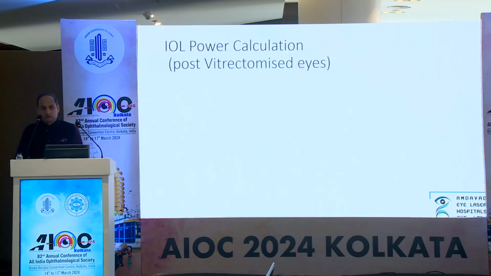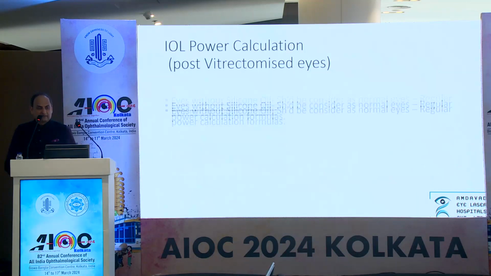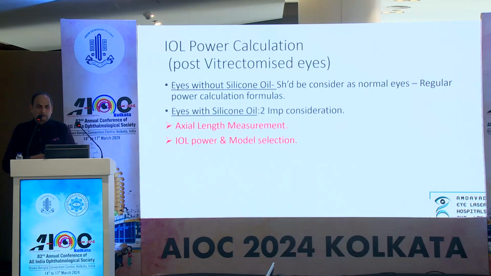So, coming to my last topic is the post-vitrectomized eyes. There can be two situations. Eyes without silicone oil. A patient would have undergone a vitrectomy, but no longer has silicone inside the eye, and this can be considered normal, and so you can go ahead with whatever you're doing.